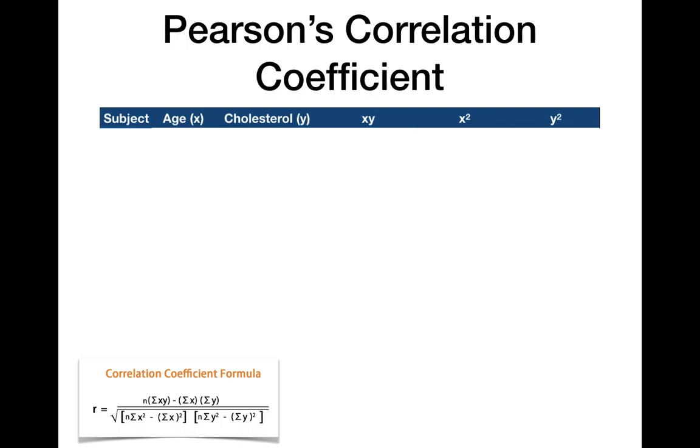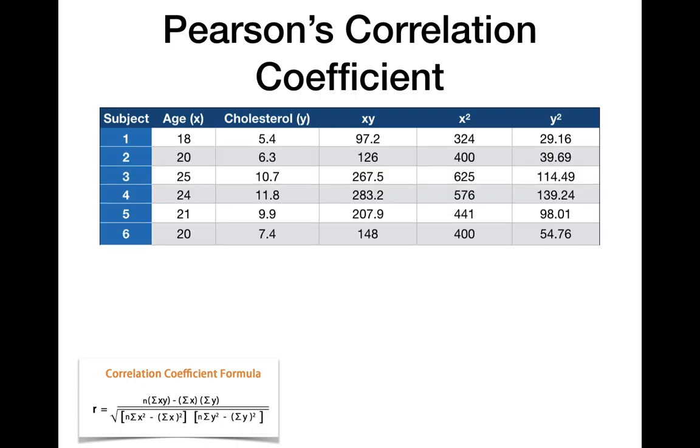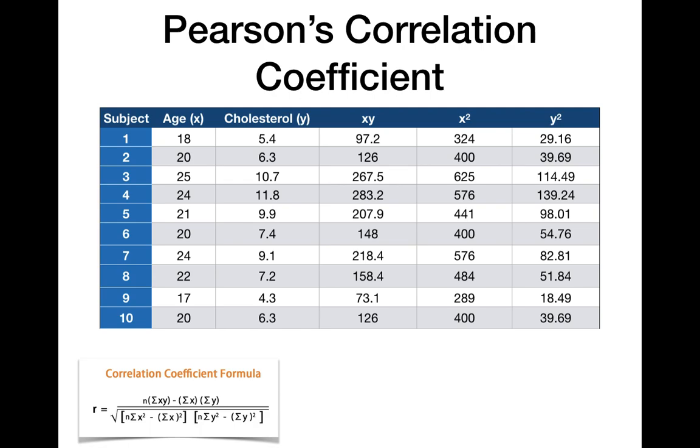What I do is I make a table. So I have my original data table here, and then I'm going to do these values using this formula, okay? So I have my first row, subject number 1, age is 18, cholesterol is 5.4. This is my x value, that's my y. So my x times y gives me 97.2, x squared, 324, y squared, 29.16. And I do that for every row of the table. I had 10, this is my original table. I just added these columns on the right with my x times y, my x squared, and my y squared values. And then, because of my formula, I have all these sums.